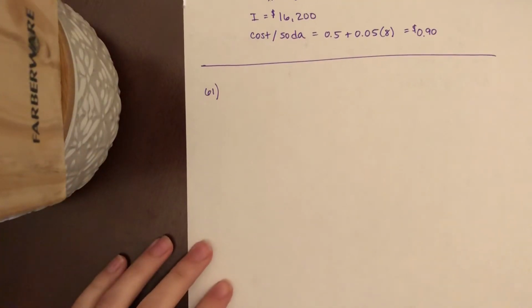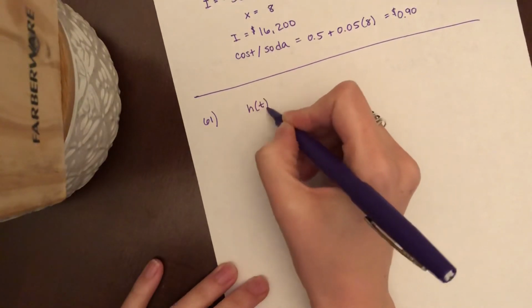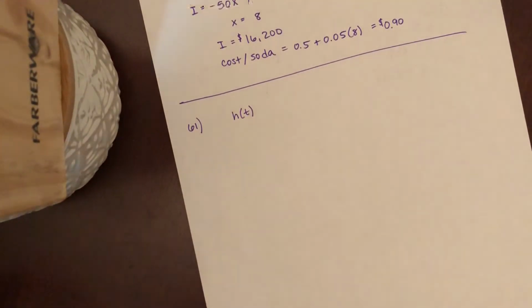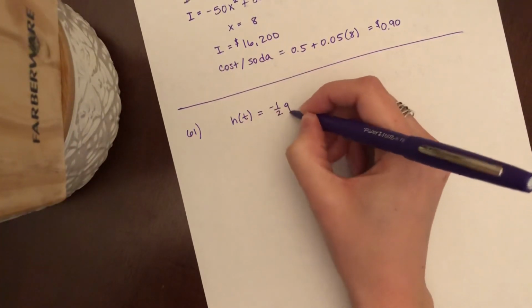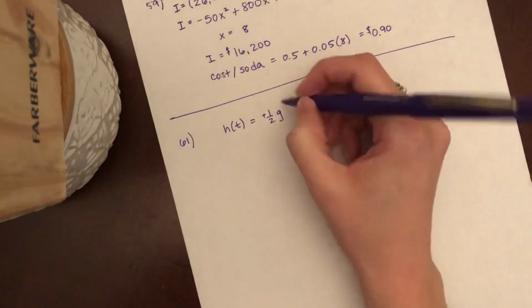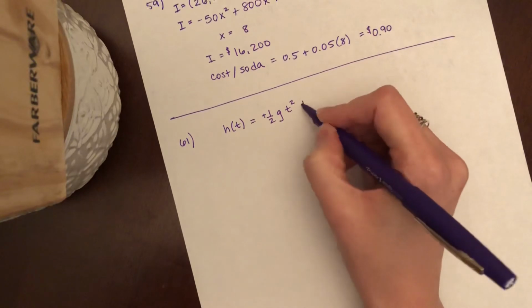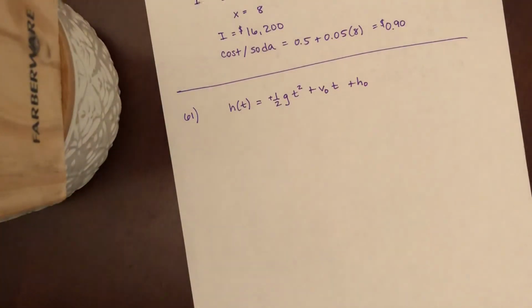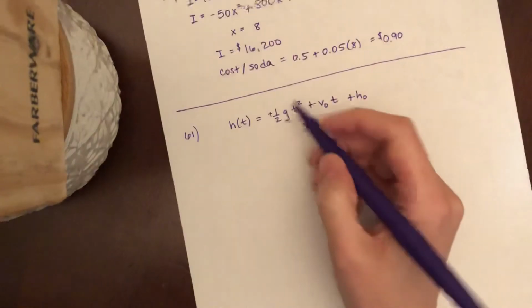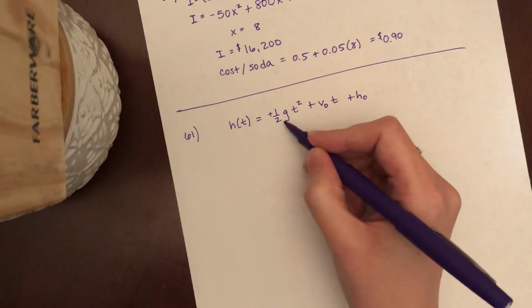When you're talking about motion and projectile motion, a lot of the times you'll see something like h of t, because you're talking about the height as it relates to time, of positive 1/2 g t squared plus v sub 0 t plus h sub 0. So when you're looking at this, the 1/2 times g is going to be your gravity, which ends up being negative.